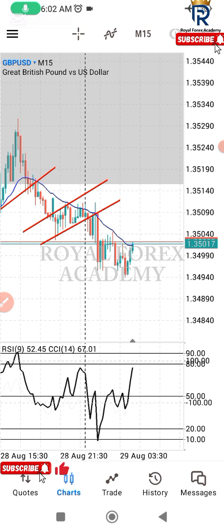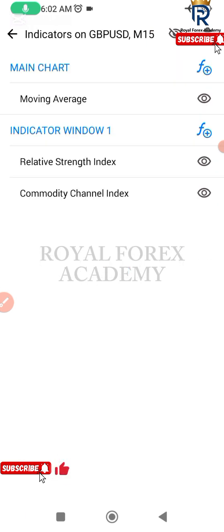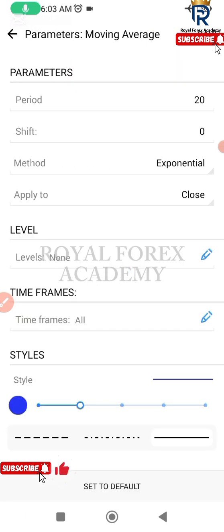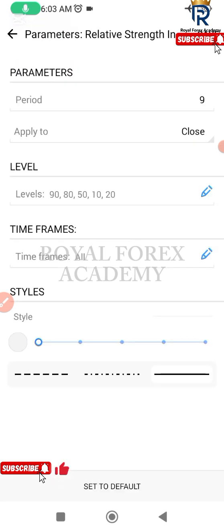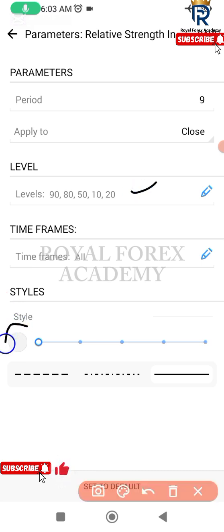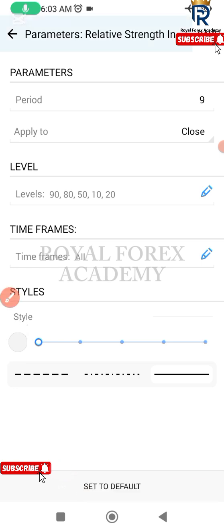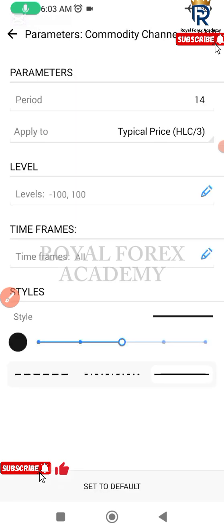So let me run you through the settings of the indicator. This is the indicator. Period 20, shift is 0, method is exponential. You apply to close, and here is our relative strength index. The period is 9. These are the levels. Here you change this color to that of your background. If your background is black, change it to black. We don't want that to appear on what we are doing. Then here we have our commodity channel index.